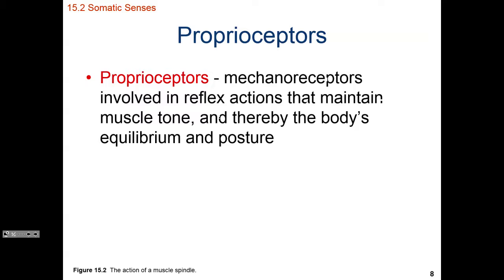To aid us with our sense of proprioception, we have specific mechanoreceptors in our body. These receptors are going to help us maintain muscle tone. They will help us to maintain muscle tension. They'll help us to maintain muscle stretch. And they will help us know where we are in space.